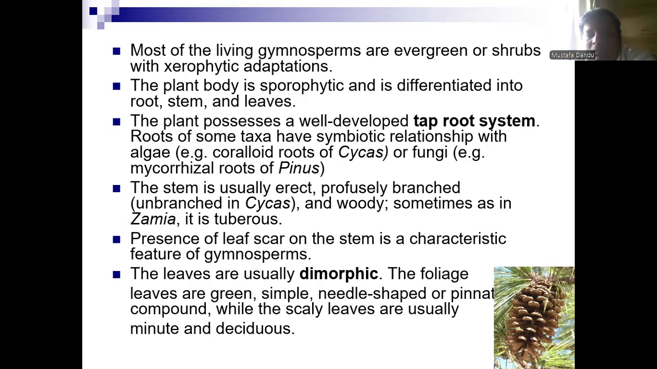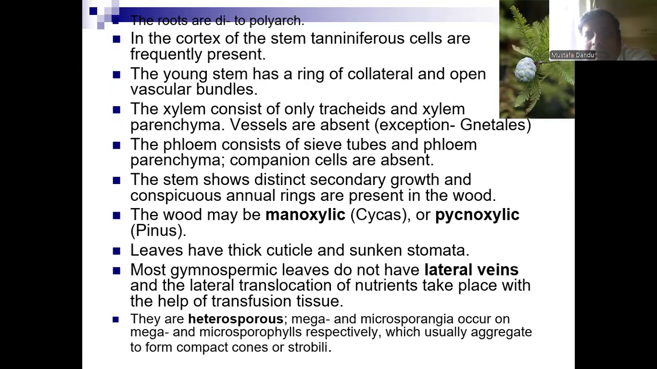The leaves are usually dimorphic. The foliage leaves are compound, while scaly leaves are also present. In some cases, they are minute and dioecious. The roots are diarch to polyarch. In the cortex of the stem, tanniferous cells are observed frequently. The young stem has a ring of collateral, open vascular bundles.